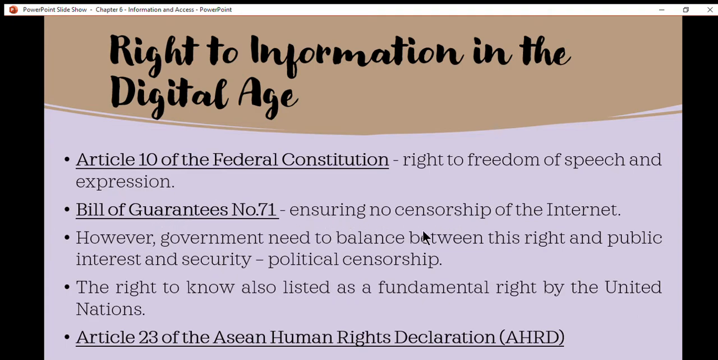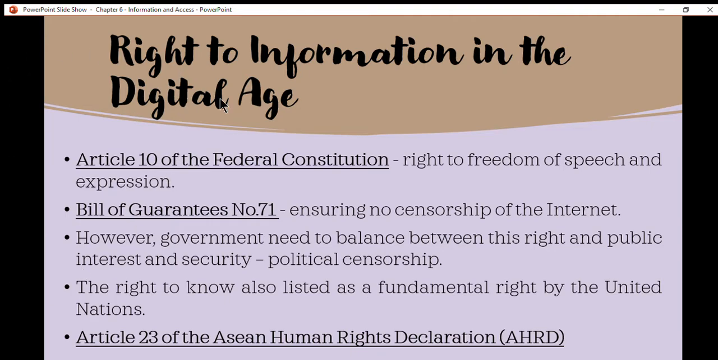However, the government needs to balance between these rights and public interest and security, for example, political censorship. Even though we have the right to have access to information, this right and public interest also must be balanced. For example, several online news portals such as Sarawak Report, Malaysian Chronicle, and The Age have been censored on occasions because of posts that are alleged to be based on the scandals and fraud of ruling governments. If there is defamation against the government also, this information must be censored in order to protect the public interest and security.